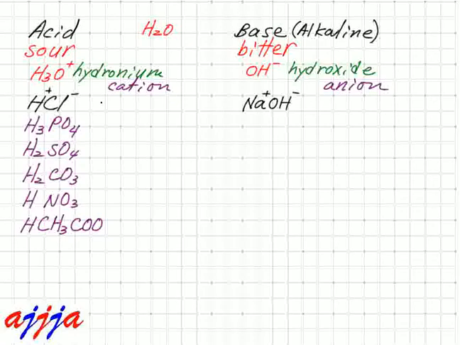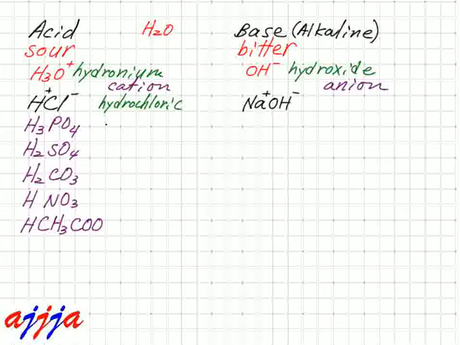Okay, let's name these things. How are we going to name them? The first one was hydrochloric acid. Actually, you can read everything just like this: hydrogen chloride, hydrogen phosphate, hydrogen sulfate, hydrogen carbonate, hydrogen nitrate, hydrogen acetate. Now, you have a common name too. This one is hydrochloric acid.